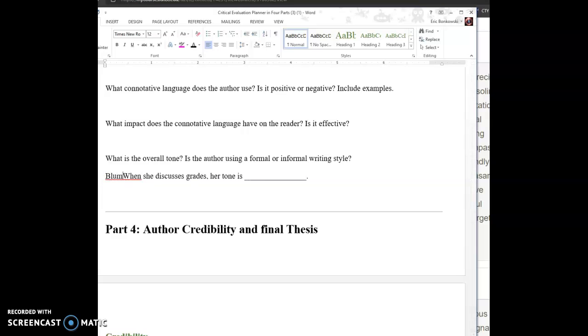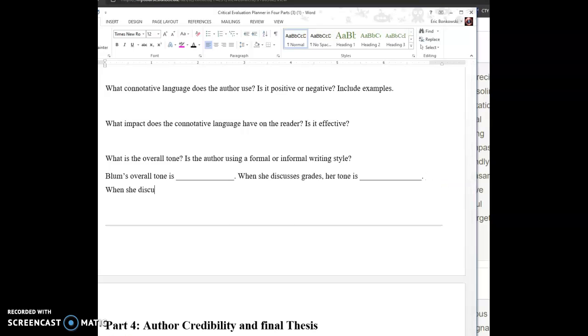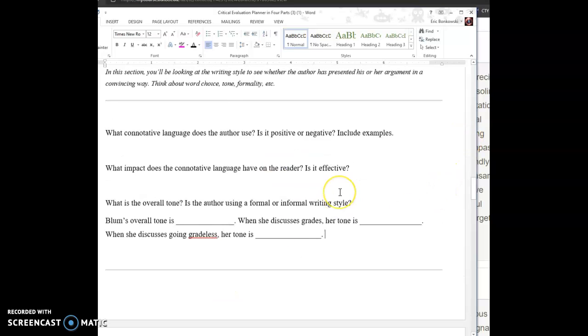that overall, Blum's overall tone is, pick it from the neutral category. When she discusses grades, her tone is, pick it from the negative category. When she discusses going gradeless, her tone is. That's how I would recommend that you answer this question.